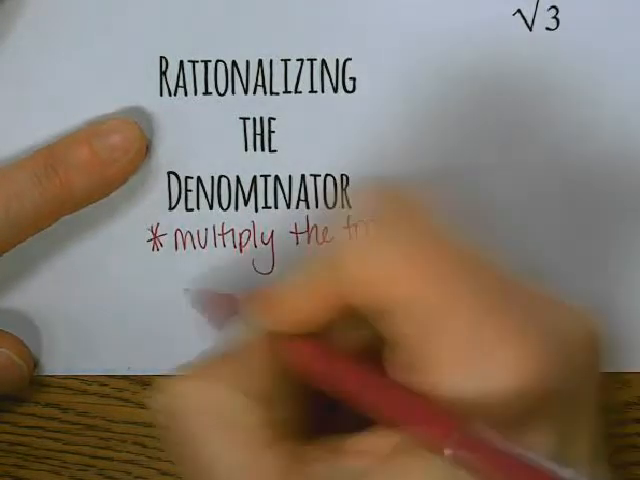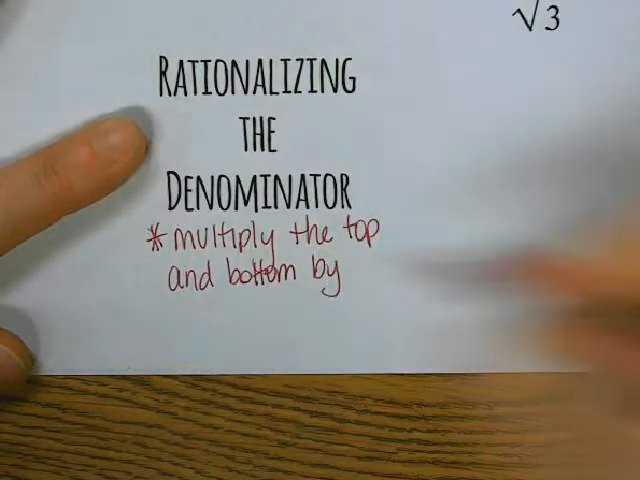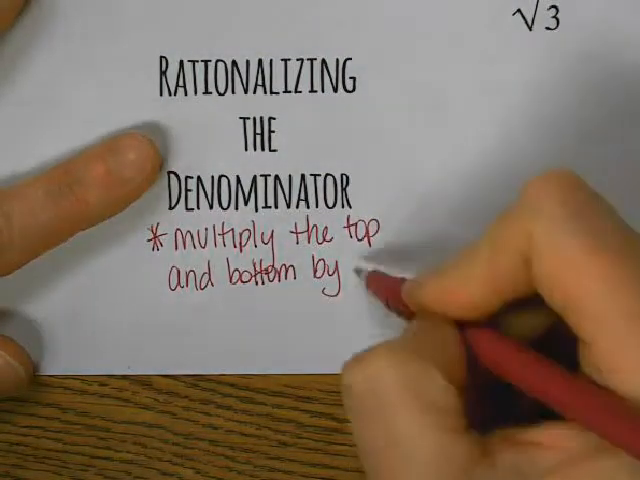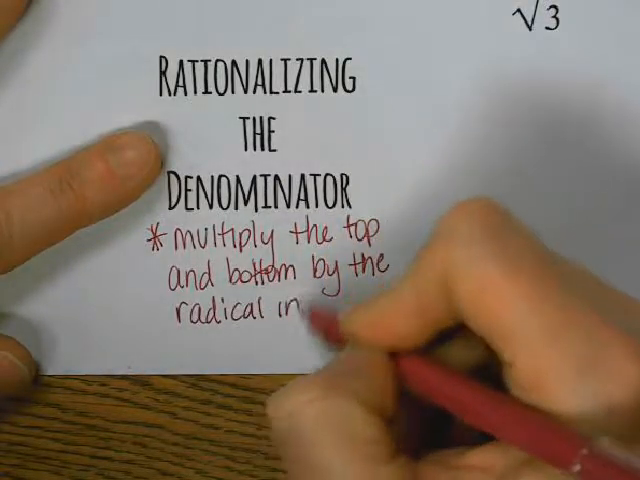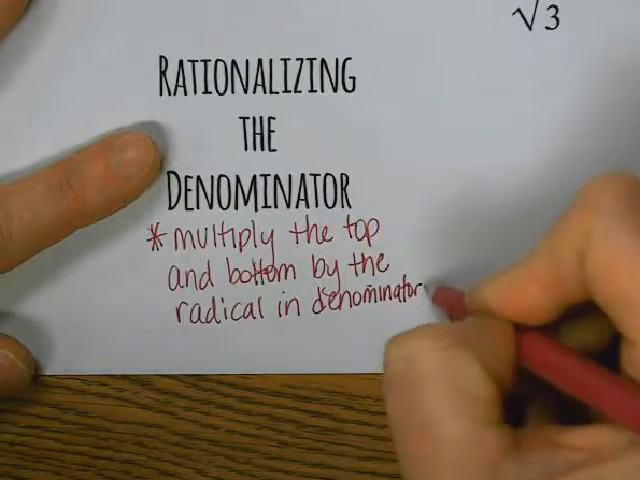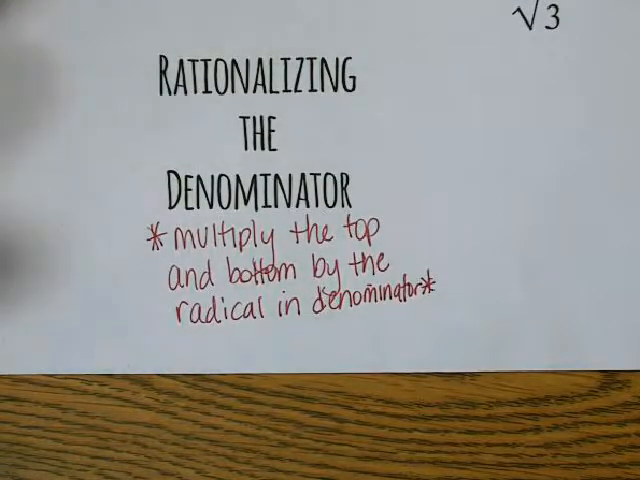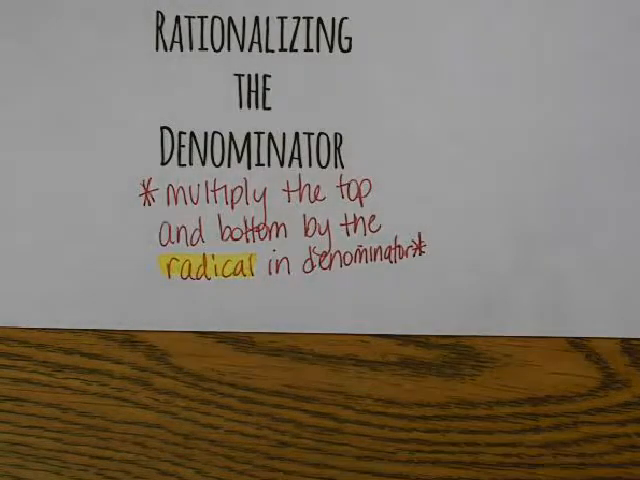the top and the bottom by the radical in the denominator. Okay? Only multiply by the radical. Don't multiply by any constants or anything that are down there because that's just going to make things more difficult for you. So only multiply by that radical that's in the denominator. Okay?